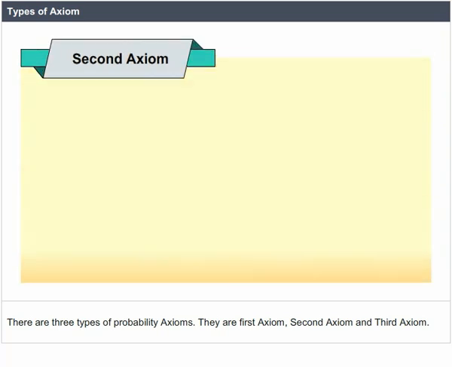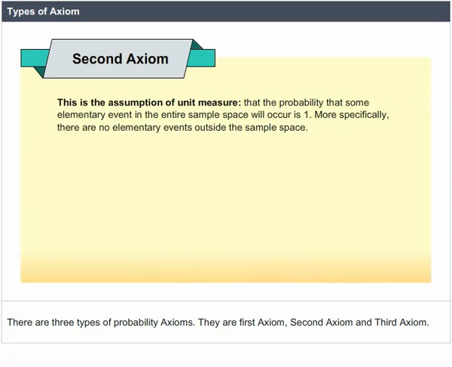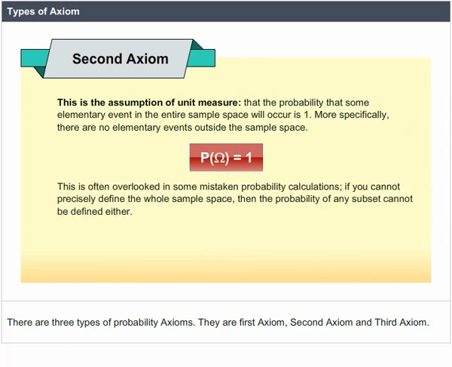Second axiom: this is the assumption of unit measure, that the probability that some elementary event in the entire sample space will occur is 1. More specifically, there are no elementary events outside the sample space. P(Ω) equals 1. This is often overlooked in some mistaken probability calculations. If you cannot precisely define the whole sample space, then the probability of any subset cannot be defined either.